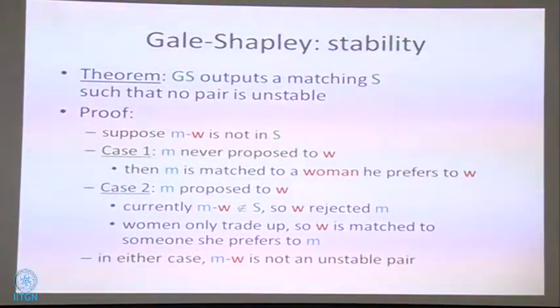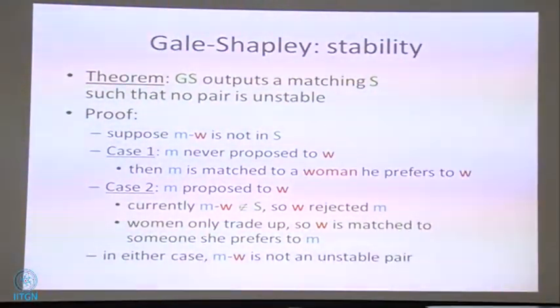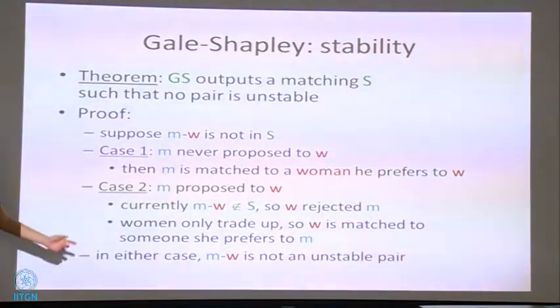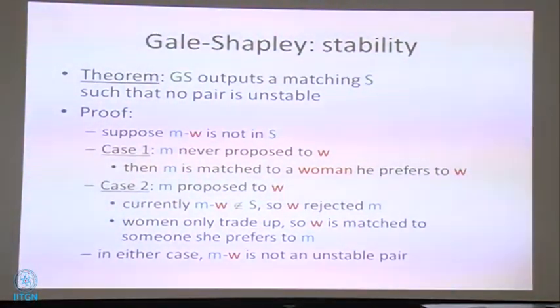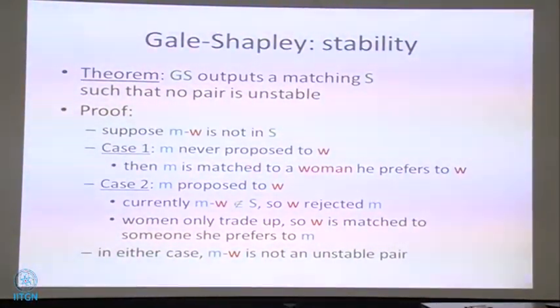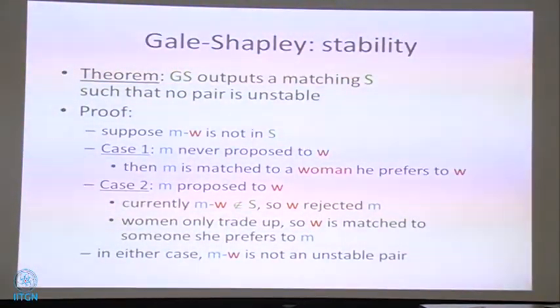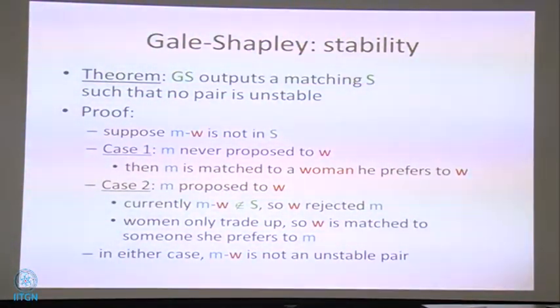So in either case, in the case when M proposed to W, because they are now not together, W rejected him, so she is now with someone better. And therefore M and W are not an unstable pair. One way or the other, M, W are not an unstable pair. And we made that argument for any pair that is not in the current matching. So any man and any woman who is not currently matched actually don't want to elope. And therefore our matching is stable.